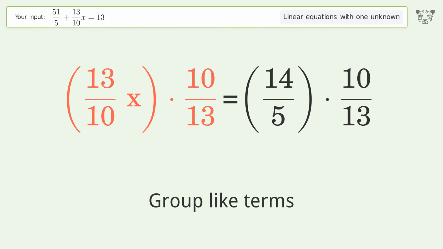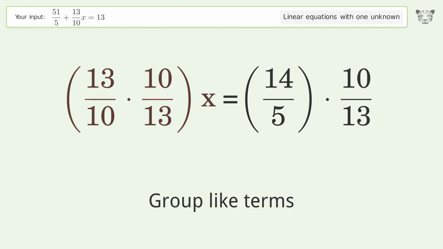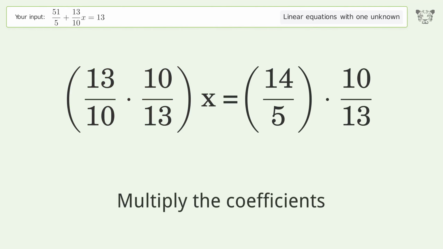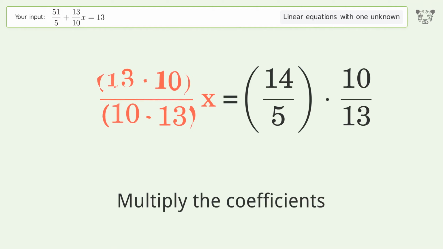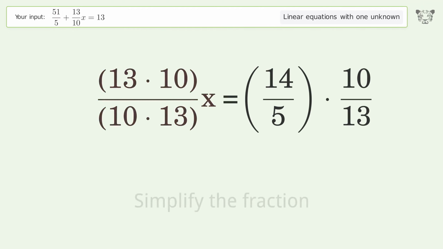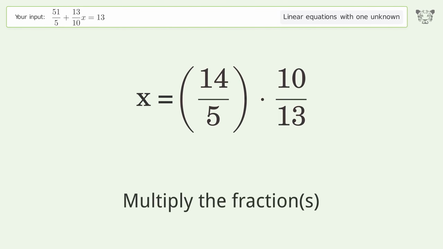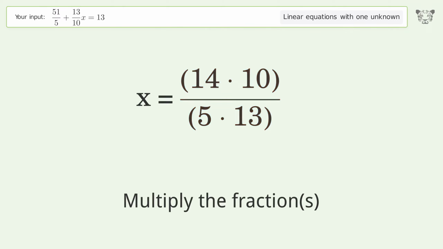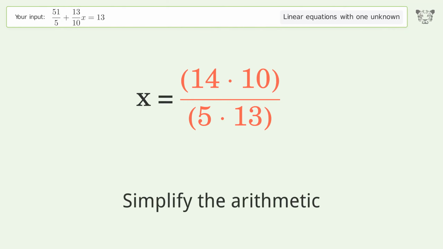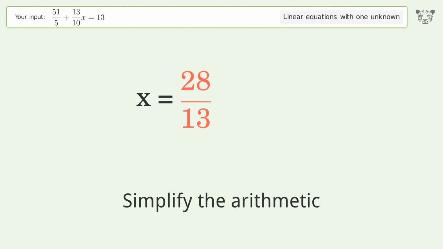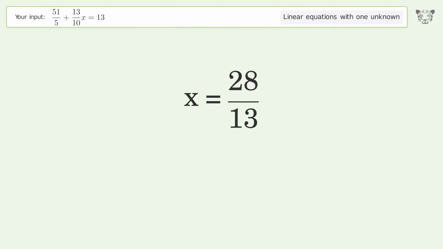Group like terms. Multiply the coefficients. Simplify the fraction. Multiply the fractions. Simplify the arithmetic. And so the final result is x equals 28/13.